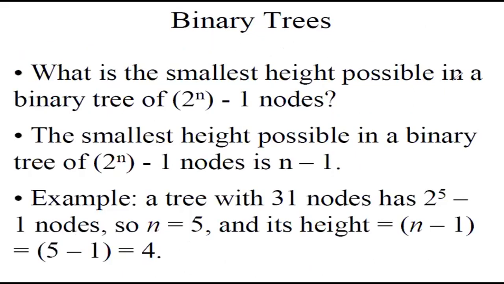So what is the smallest height possible in a binary tree of 2 power n minus 1 nodes? If I take n equal to 2, then 2 square minus 1 will have 3 nodes. So 3 nodes means the height will be 1. So if you notice, 0, 1. So the height will be n minus 1. The smallest height possible in a binary tree of 2 power n minus 1 nodes is n minus 1.